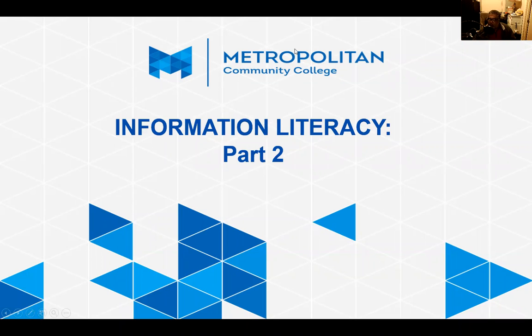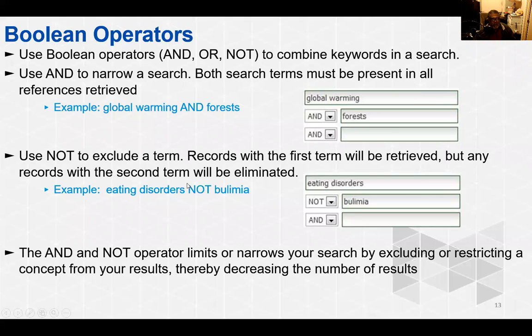Welcome to part two of information literacy. So, if you've decided that you need to do some research, you don't just put in a keyword, you can refine your search. And there are ways of doing that. How, you may ask? Well, you use Boolean operators, and, or, not, to combine keywords in search.